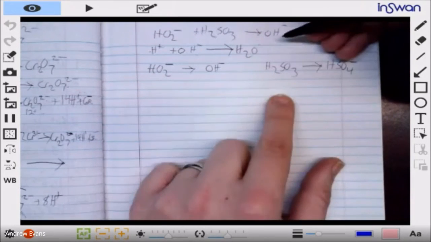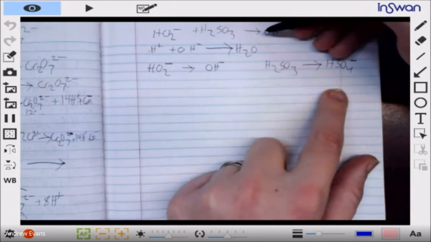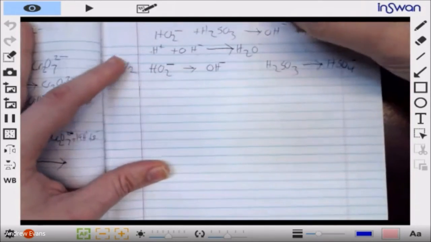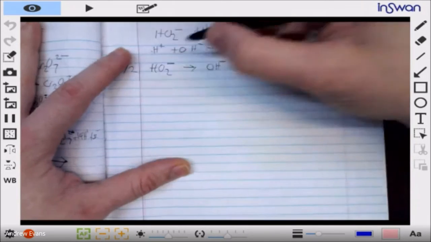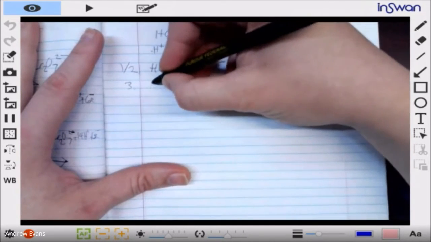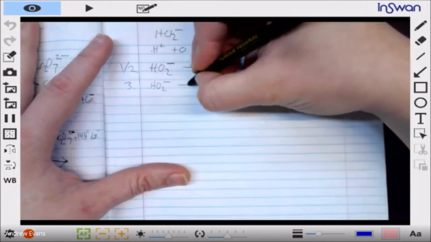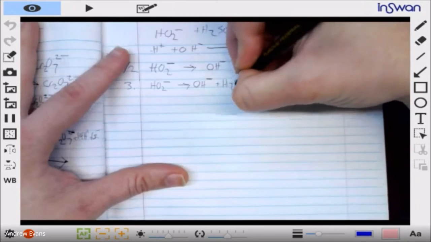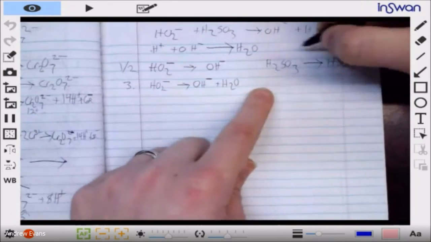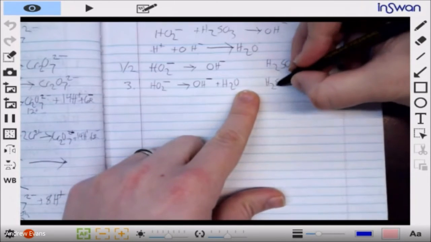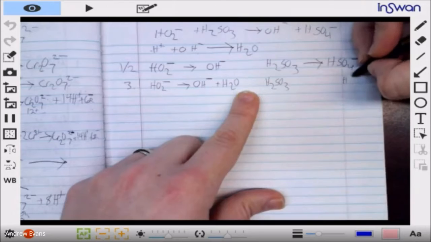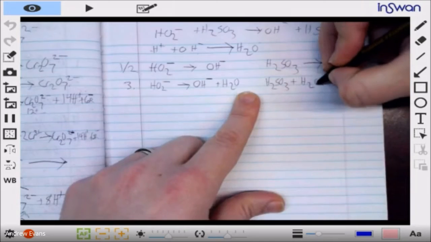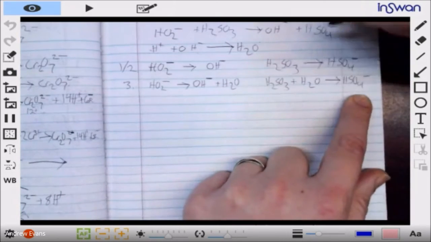Step 1, we've split it. Step 2, S and S, they're balanced. We don't have to balance anything there. Step 3, we add water to balance the oxygens. We still do that. HO2 1 minus, OH 1 minus. We add water. Now we have 2 oxygens, 2 oxygens. H2SO3, HSO4 1 minus. We're going to add a water. 4 oxygens, 4 oxygens.